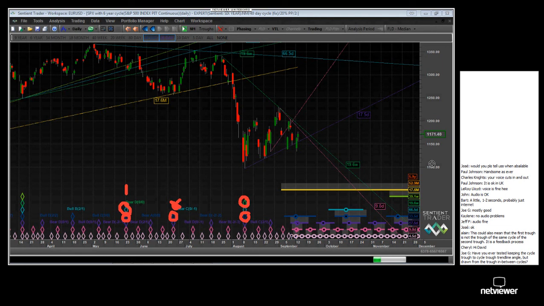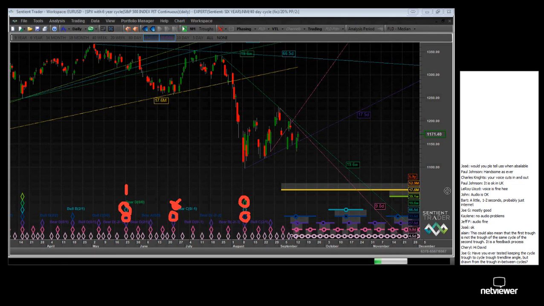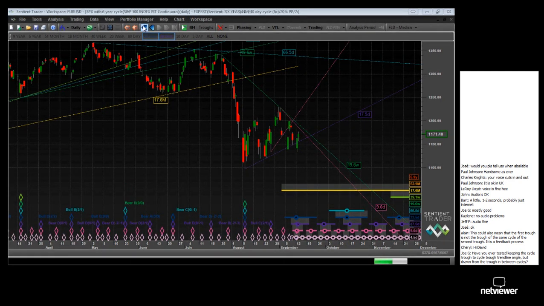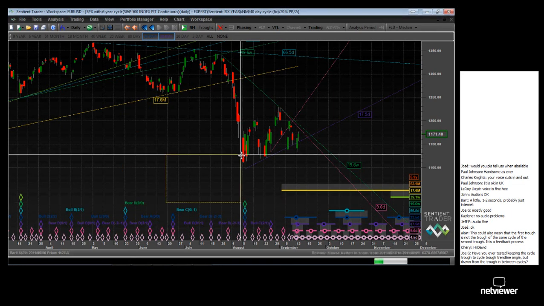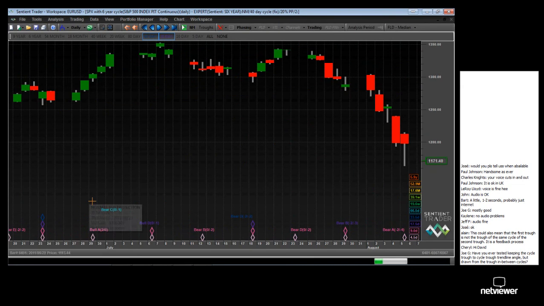Have you ever tested, Joe asks, have you ever tested keeping the cycle trough to cycle trough trend line angle but drawn from the trough in between cycles? Let me read that again. Have you ever tested keeping the cycle trough to cycle trough trend line angle, right, but drawn from the trough in between cycles? Okay, that's an interesting question. Let me see if I can find a part of our chart where we could test that.